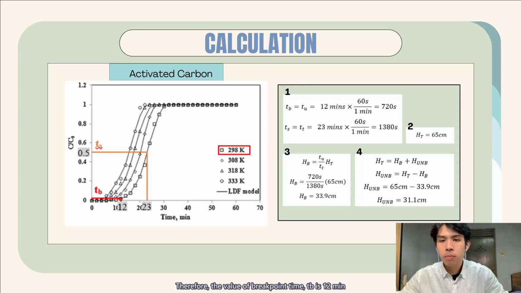Therefore, the value of breakpoint time Tb is 12 minutes while the value of ideal adsorption time Ts is 23 minutes. After converting from minutes to seconds, the height of used bed HB will be calculated using the formula here, and by substituting the values earlier, we will get the height of 33.9 cm. Lastly, by subtracting the used bed from the total height, we will get the unused bed, or MTZ, which is equal to 31.1 cm.